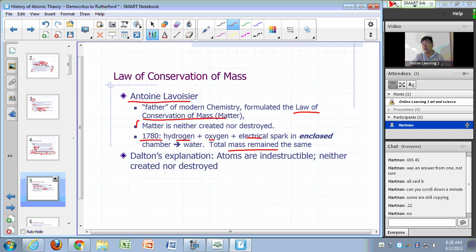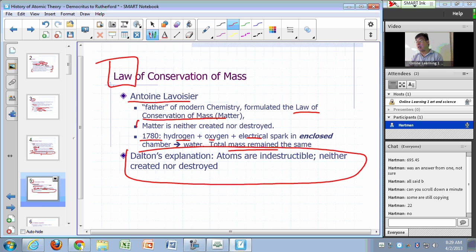All of these experiments that Lavoisier did eventually led to the generalization that matter is conserved: matter is neither created nor destroyed. When we talk about a law in science, we're talking about a generalization, a general observation. So how does Dalton explain the law of conservation of mass? Dalton says you can explain that by saying that matter is made up of atoms. If you cannot destroy atoms, then you cannot create or destroy mass. That's a simple explanation for the law of conservation of mass.